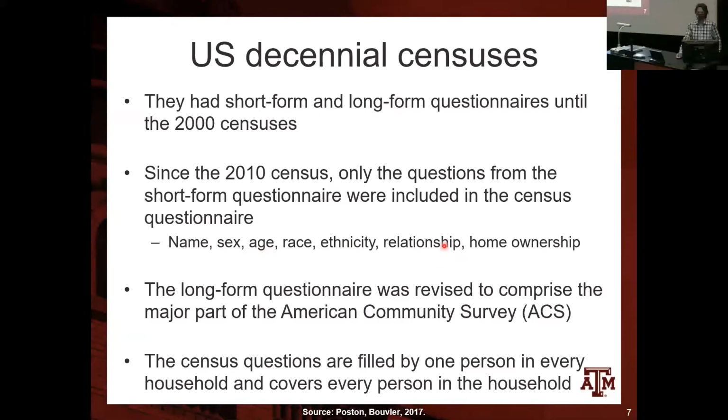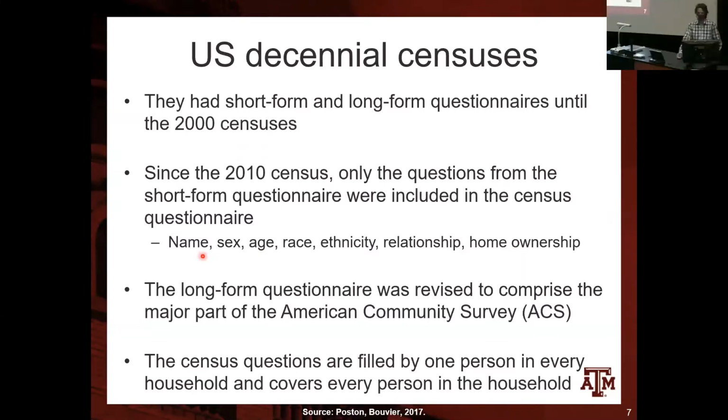The relationship of each person with the head of the household. So am I the spouse of the head of the household? Am I the child, the father, the grandchild, and so on? And whether those people in that household own the house or they rent the house. So the short form questionnaire asks really few questions.